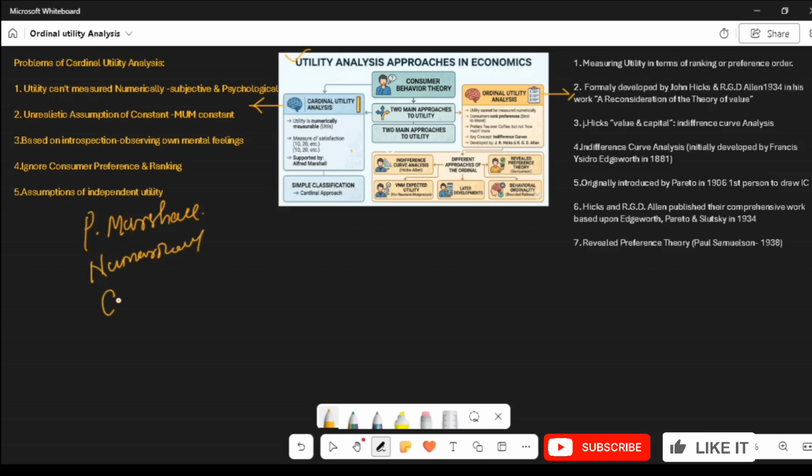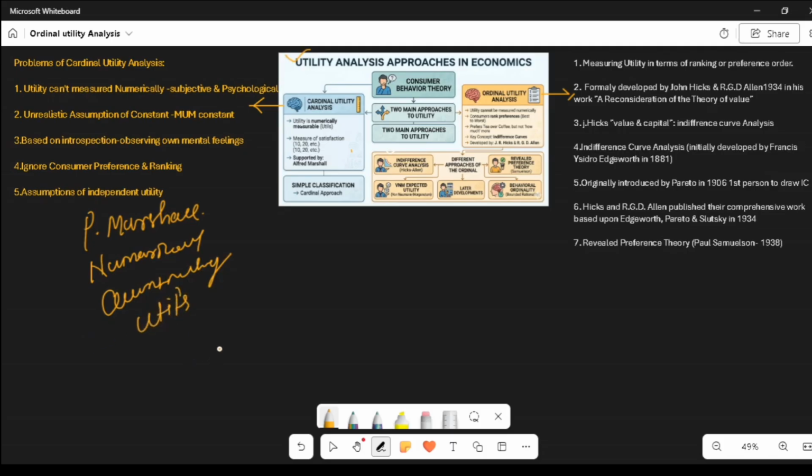According to cardinal utility, utility can be measured numerically or quantitatively, and there is an imaginary measurement unit which is known as utils. Suppose a consumer is eating or consuming an apple and gets 20 units of utils.